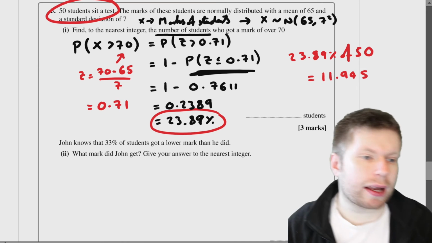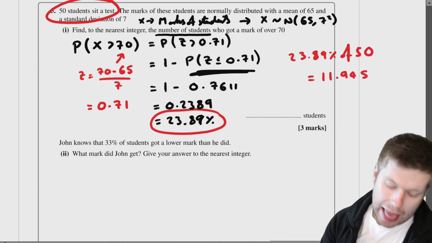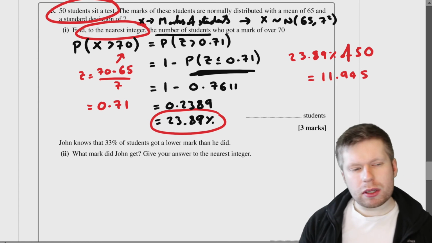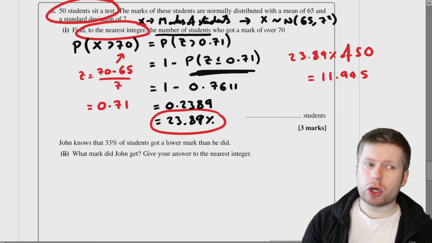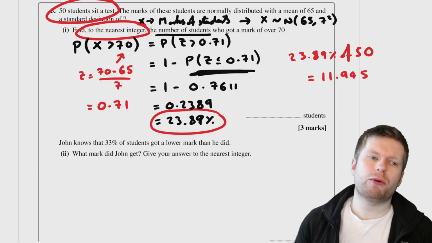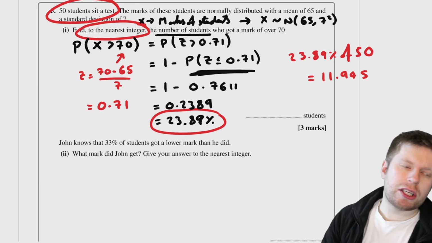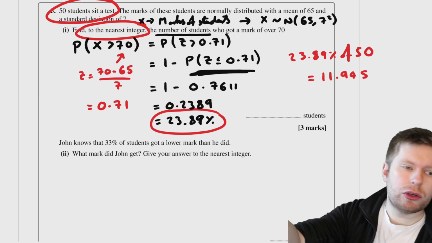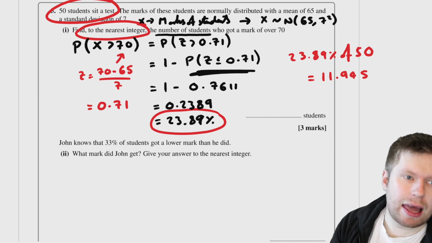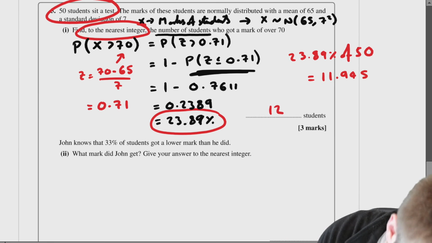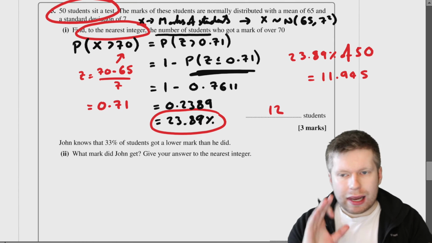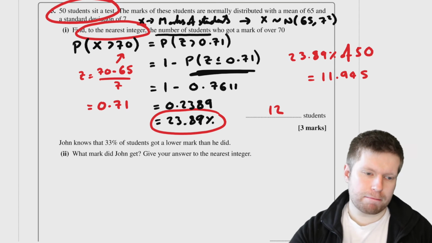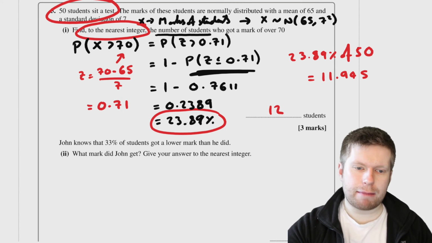11.945. Clearly, I can't have 0.945 of a student. However, I've just been asked to find it to the nearest integer. Now, there could be an argument to say, well, strictly speaking, only 11 students got a mark over 70 because you can't have the 0.945. But in this case, because I've been told to find it to the nearest integer, I'm just going to find it as 12, because 12 is closer to 11.945 than 11 is. So I'm going to say 12 students here. But to be perfectly honest with you, if you put 11 in an exam, in a test situation, you would have still got the mark. So it's about 12 students who got a mark over 70.